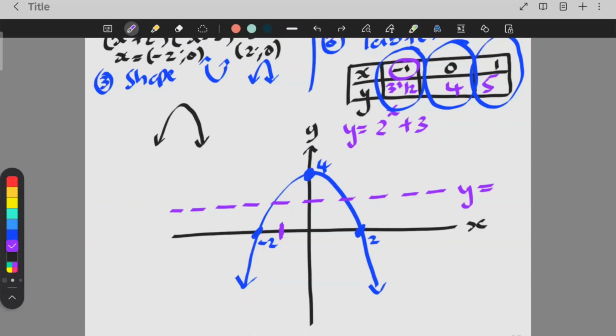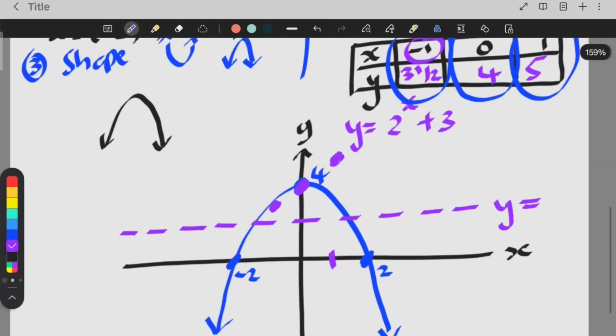Now I'm going to plot that point. (-1; 3.5) can be anywhere there. Then my next point is (0; 4). (0; 4) is this point over there. And then (1; 5). So this is 1. 5 is above 4, so somewhere there. Okay, so there's my points.